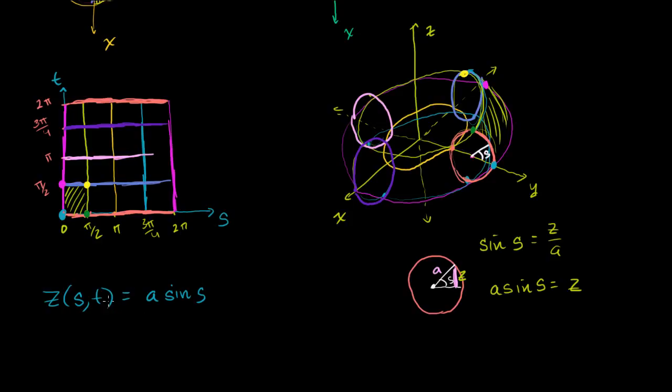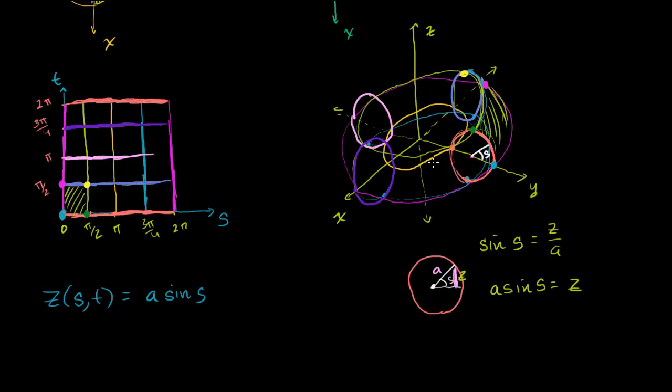Now let's see if we can figure out what x and y are going to be. Remember, z doesn't depend on how much we've rotated around the z-axis. What matters is how much we've rotated around the circle. If s is 0, we're just going to be in the xy plane, and z is going to be 0. Sorry, if s is pi over 2, or up here, then we're going to be traveling around the top of the donut.